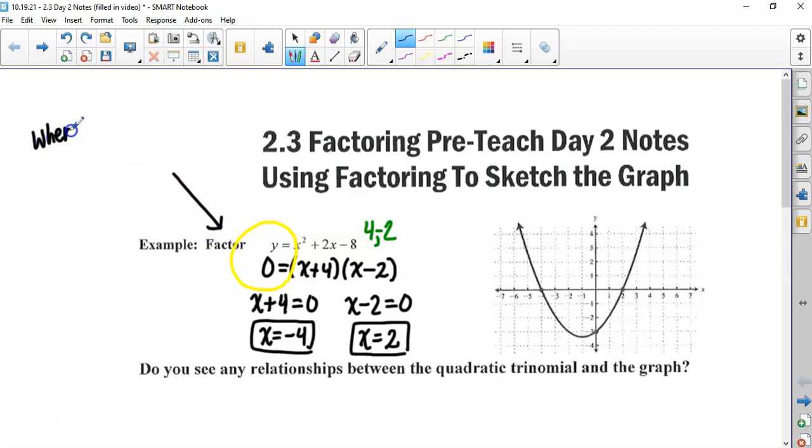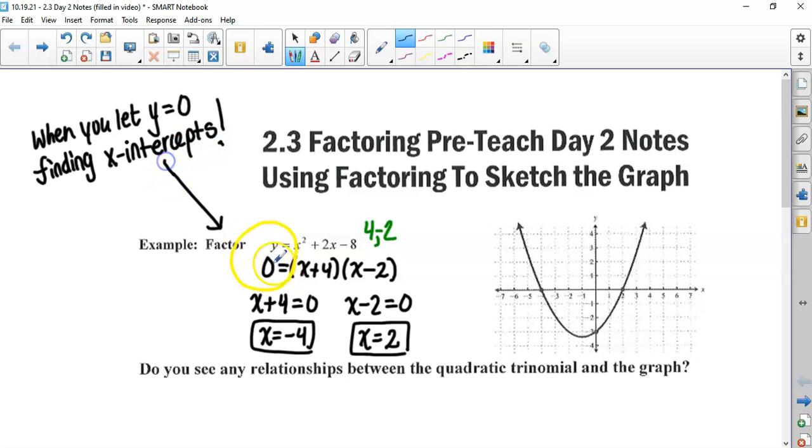When you let y equal 0, you're finding x-intercepts. You did that a lot in Algebra 1, and no matter the function family, that process of letting y be 0, no matter the function you're looking at, that's finding the x-intercepts. So what you really just found was the ordered pairs negative 4 comma 0 and 2 comma 0.